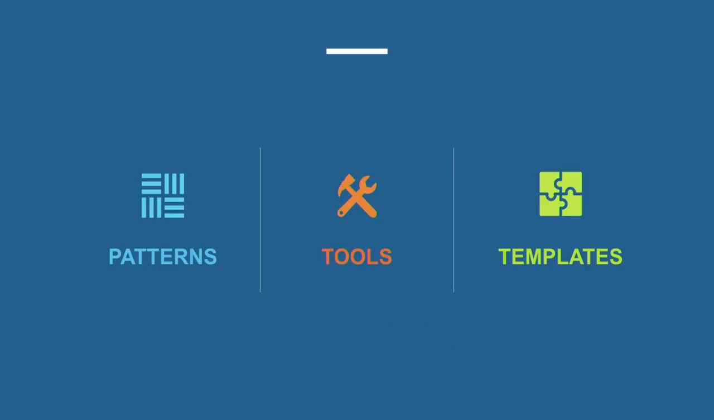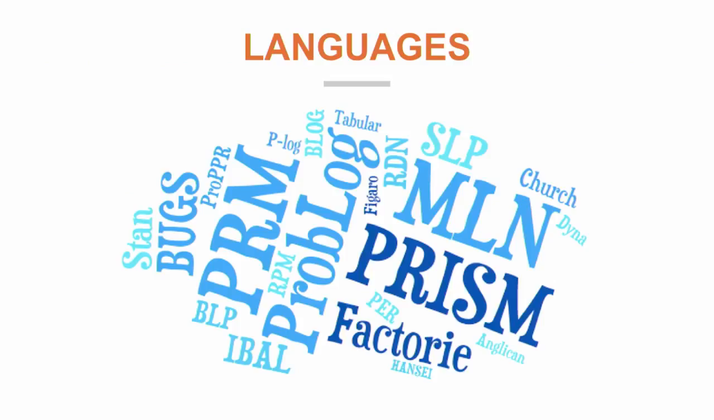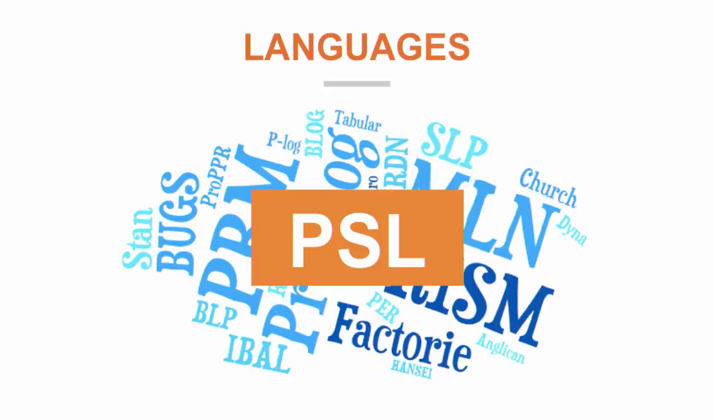So I'm going to talk about some tools for actually really getting these patterns to work. And the tools come from the statistical relational learning community. There was a tutorial on Monday on statistical relational AI. There was also a tutorial on probabilistic programming. So it's coming from this world, building on this. There's been a lot of different languages proposed, and we're going to be adding one to the mix called PSL.